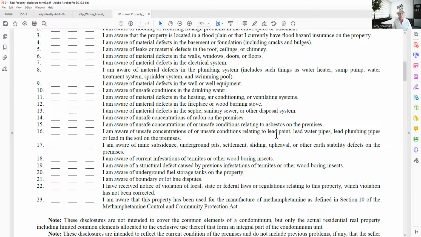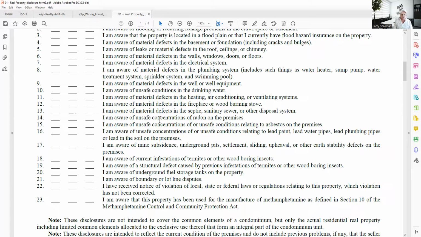Here is another disclosure that you will fill out separately, the lead-based paint disclosure, but they will also require you to answer that here on this real property disclosure. Lead paint hasn't been used since 1978. So if you have a house that you're selling that was built after 1978, then you do not need to provide a lead-based paint disclosure.